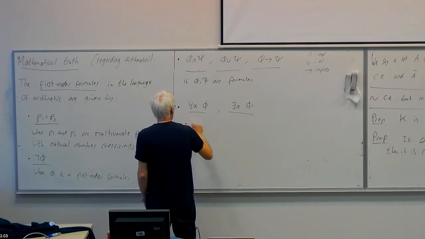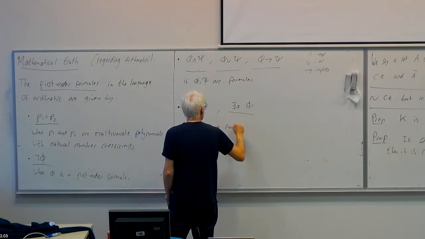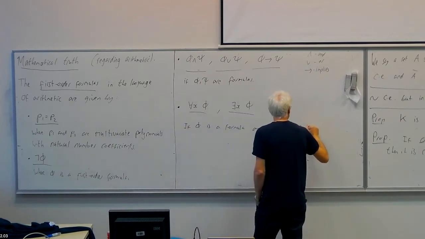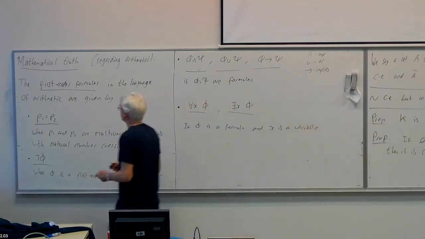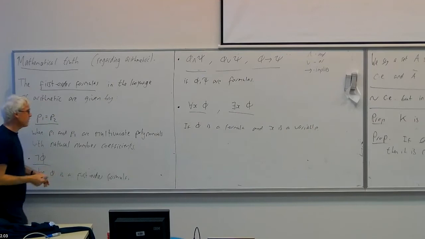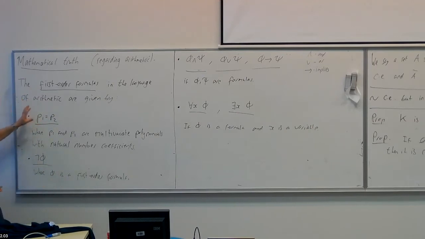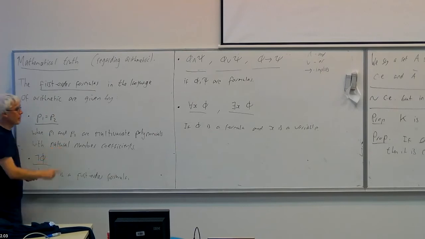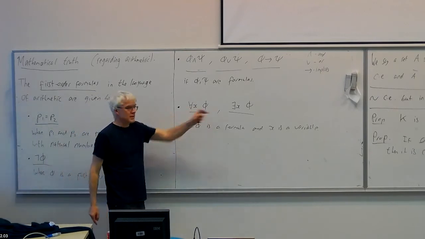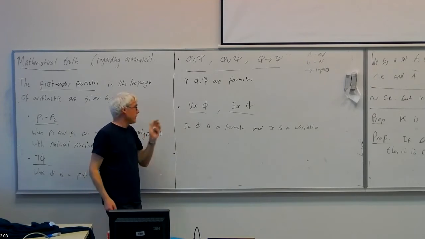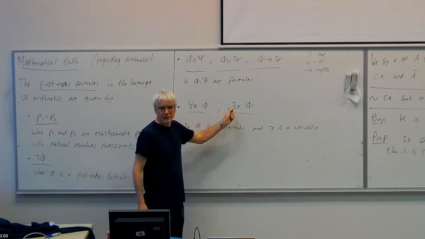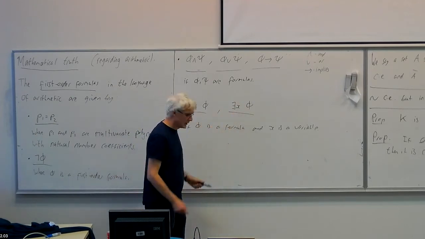So if phi is a formula and x is a variable. And the idea of the language of arithmetic is that we're talking about properties of natural numbers. So that's why we only have natural number coefficients in our polynomials. And for all x phi and exists x phi, we interpret as for all natural numbers x phi holds, and there exists a natural number x such that phi holds. Okay?